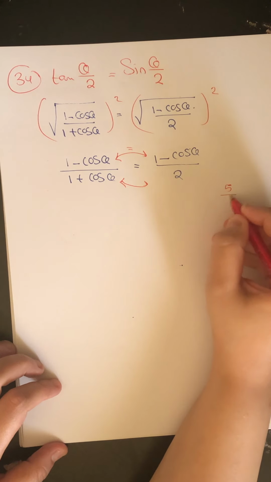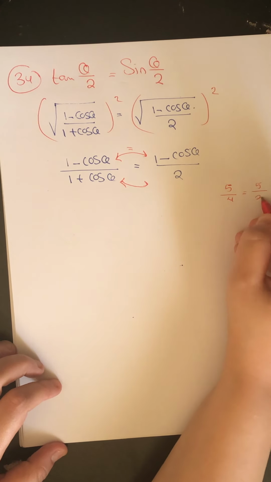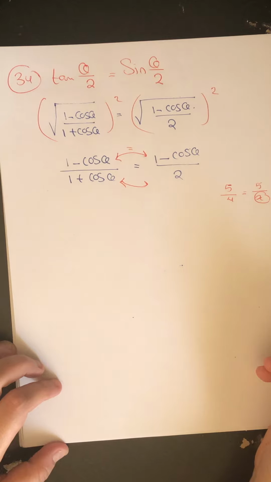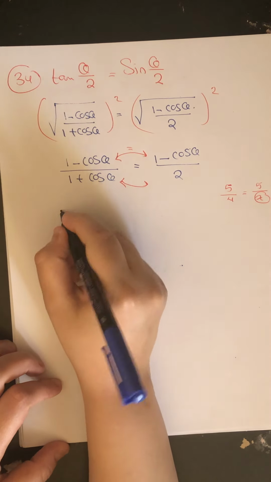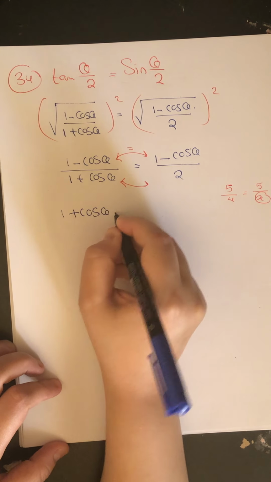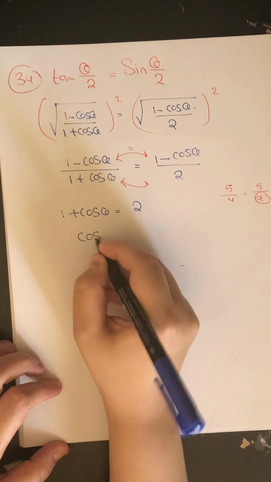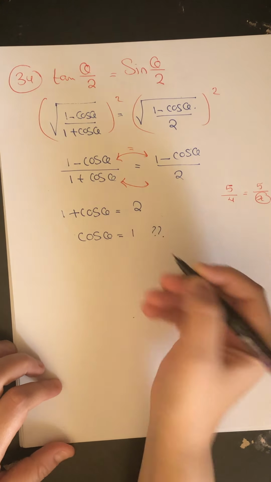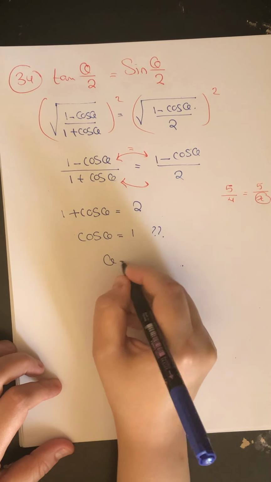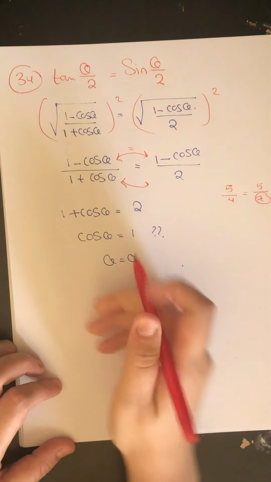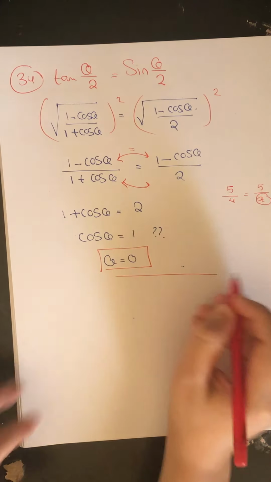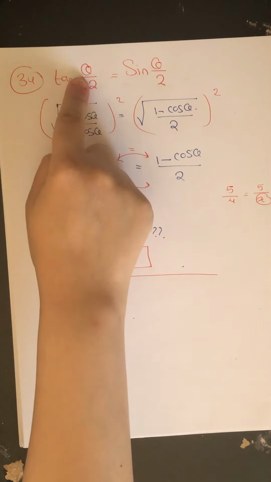And if I have 5 over 4 equals 5 over x, what will this x equal to? It has to be 4 as well, right? So I can just directly say that 1 plus cosine theta is equal to 2. So cosine theta is equal to 1. When is cosine theta equal to 1? At theta equal to 0. And you're done with this question. And you can substitute and check.